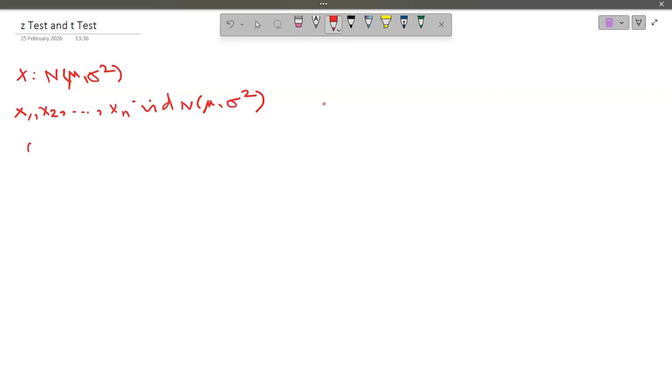So our H0, for both z-test and t-test, is a test about the mean. H0 is mu equal to mu 0, versus H1 is mu not equal to mu 0.